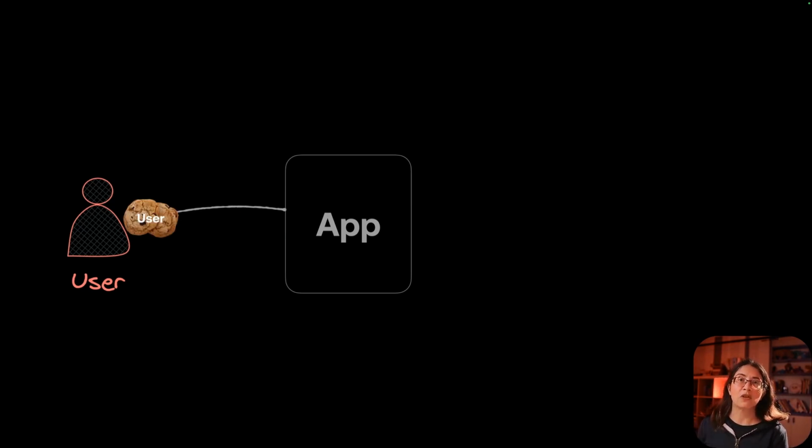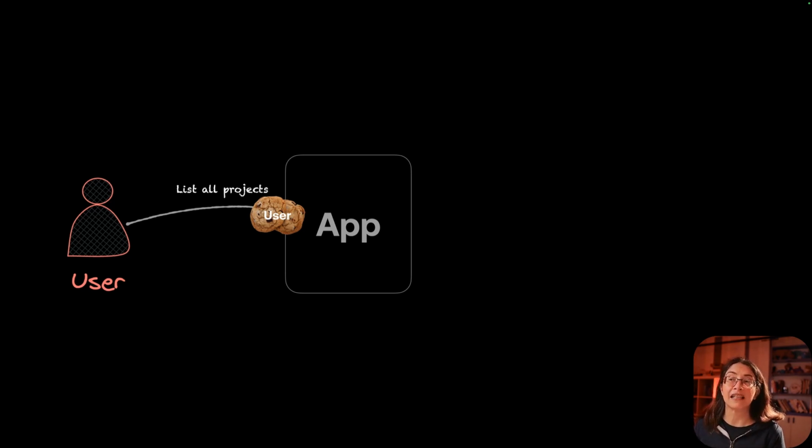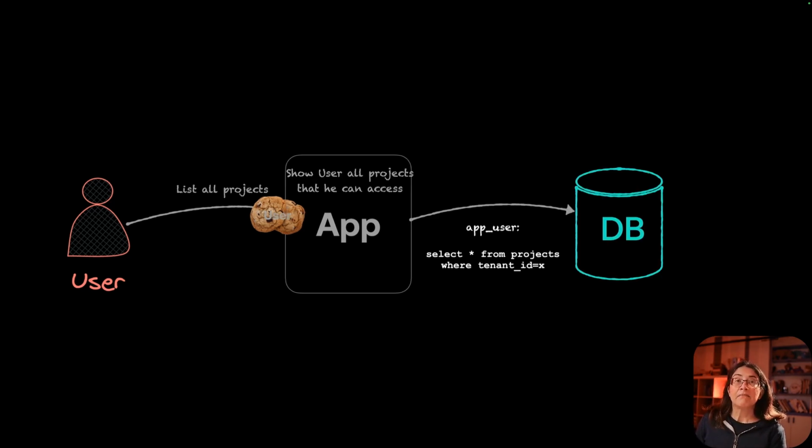So the next time a user wants to get some data from the application, let's say list all the projects, it sends the request with the cookie. The application gets the request and the cookie, translates it into a database query. And then it sends the query to the database under its own identity. So the database does not know who is the user making the query. All it gets is a query.